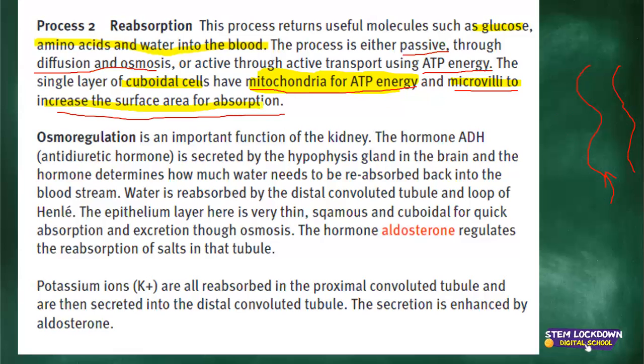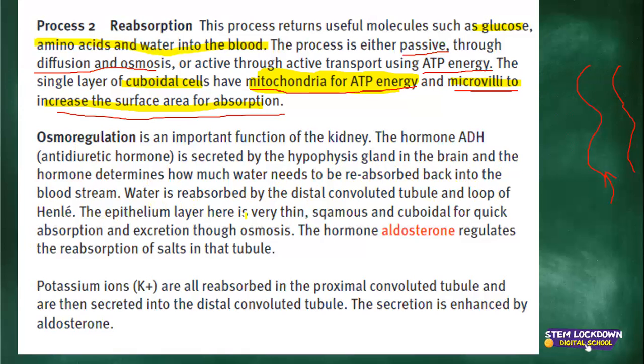Osmoregulation now. Osmoregulation is an important function of the kidney. The hormone ADH, antidiuretic hormone, is secreted by the hypophysis gland in the brain, and the hormone detects how much water needs to be reabsorbed back into the bloodstream. Water is then reabsorbed by the distal convoluted tubule and loop of Henle.